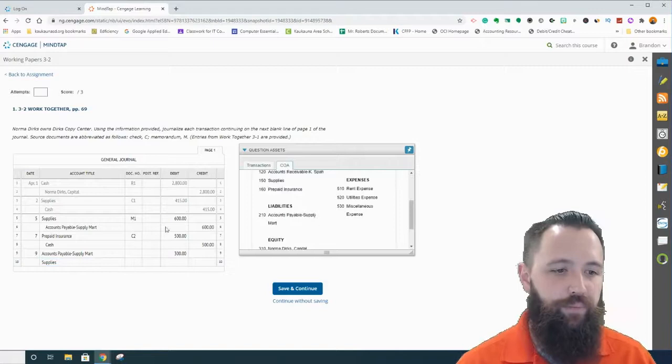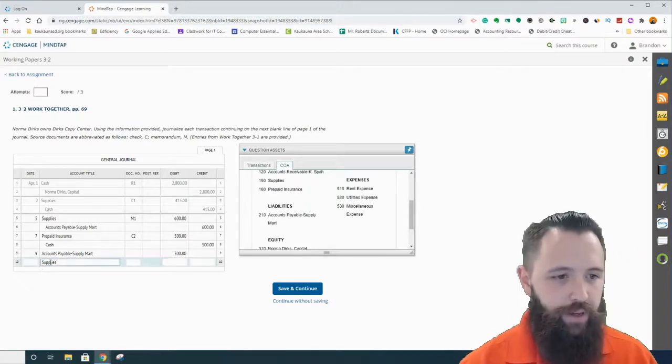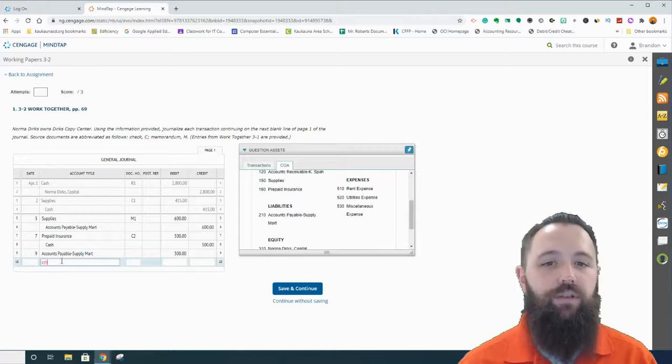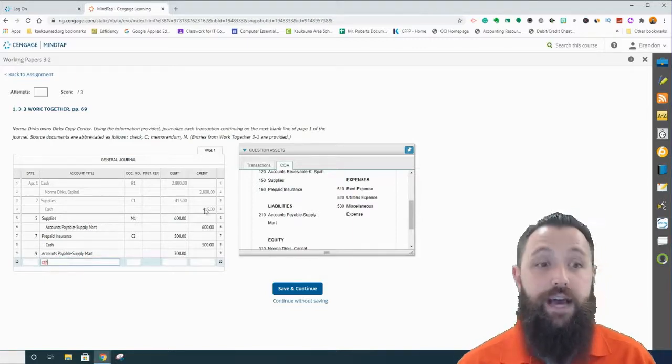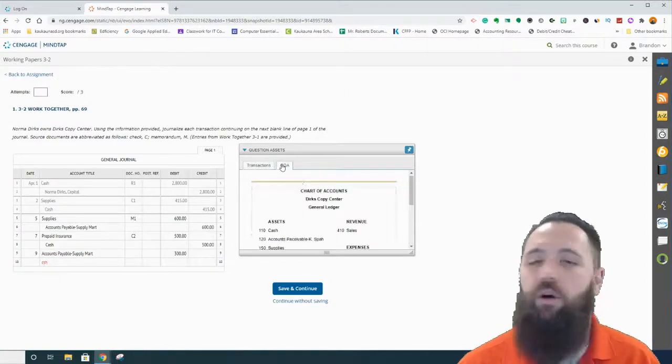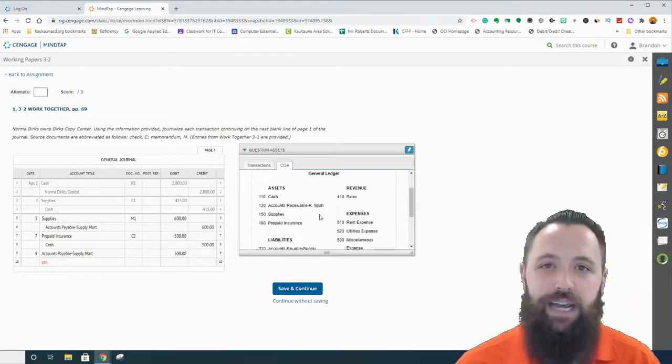Sometimes people do this, right? They type in cash and they're like, oh, it's going to tell me if it's wrong every time I don't have the exact answer in there. The only reason that this is saying it's wrong is because it's no possible account at all. There's no account here that's CSH.